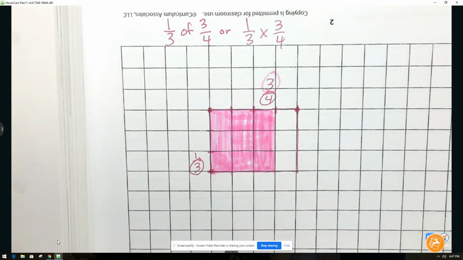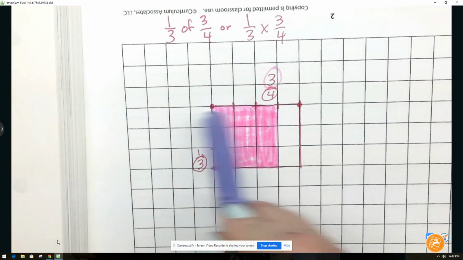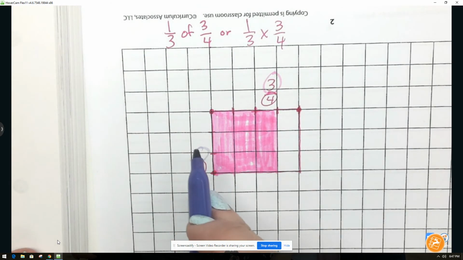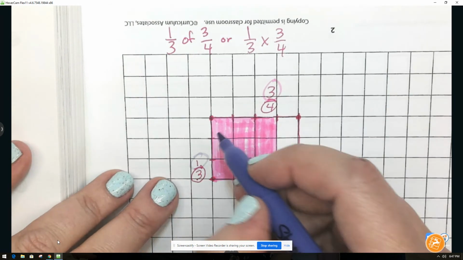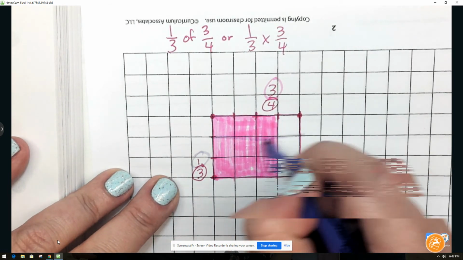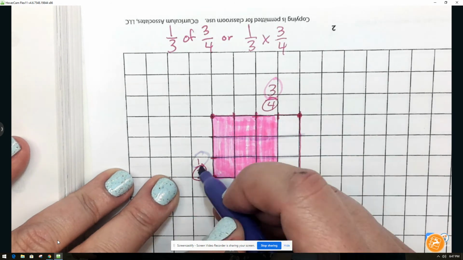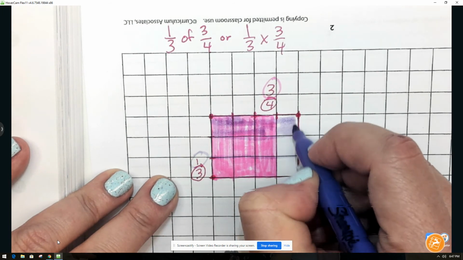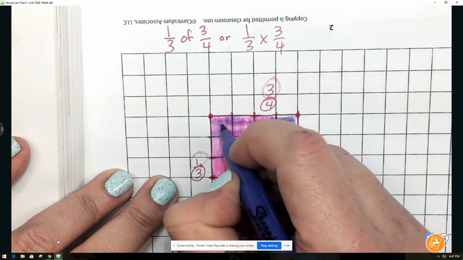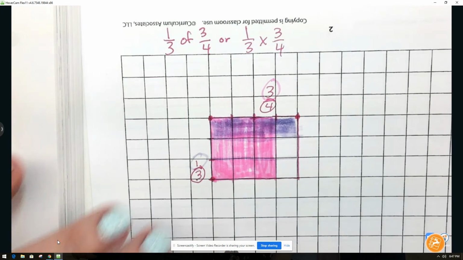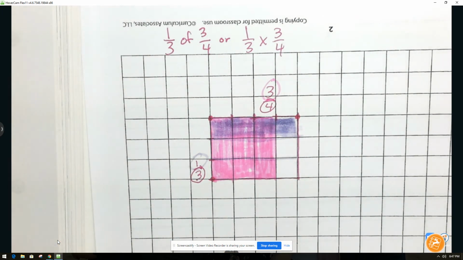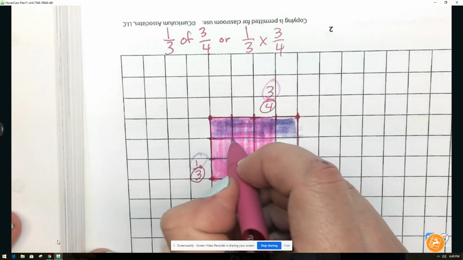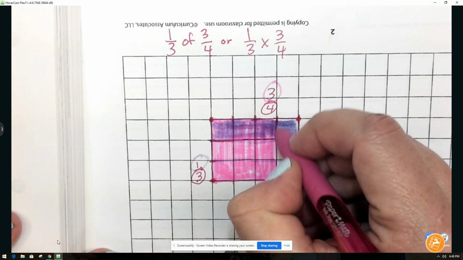Now I'm going to use my purple highlighter and I'm going to do my rows. And I'm going to shade in one row because my numerator is 1 on 1/3. So if I were breaking this apart into rows, there's 1/3, 1/3, 1/3. So I'm going to color in 1/3. It's a little hard to see the purple, but that's 1/3 of the whole. And then I'm going to draw my line to kind of outline the overlap.